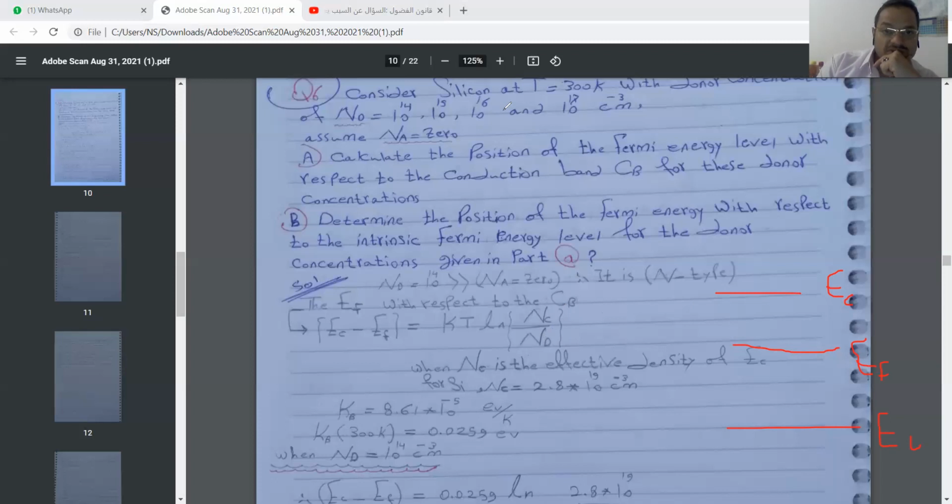Let's put some brackets here, because this will be important to us. EC minus EF equals the Boltzmann constant, temperature, ln effective density divided by donor concentration at the conduction band. For silicon, NC, like we know, at room temperature equals 0.8 exponential 19. Here KT equals 0.0289 electron volt.